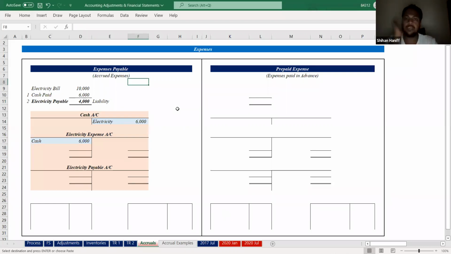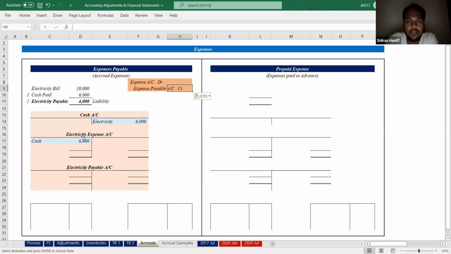Cash account, it won't come cash because still we didn't pay that. Payable is a liability. Liability account. Very good. So double entry for payable is expense account debit, payable account credit. Payable is a liability. Expense increase.